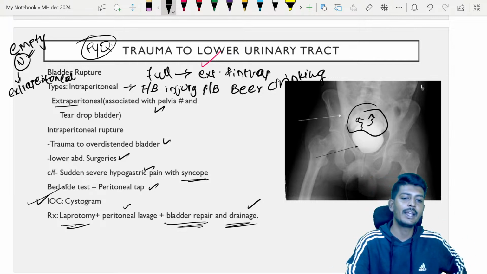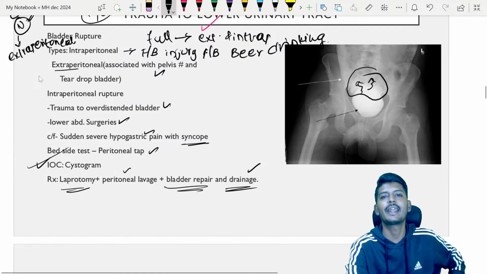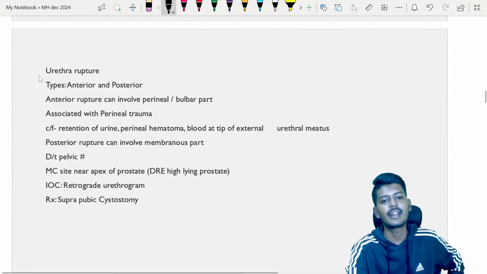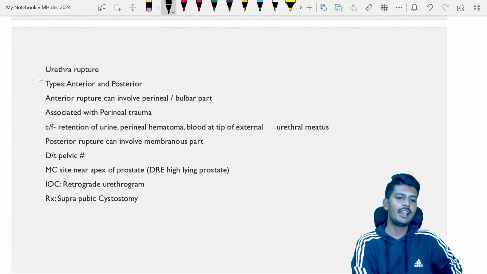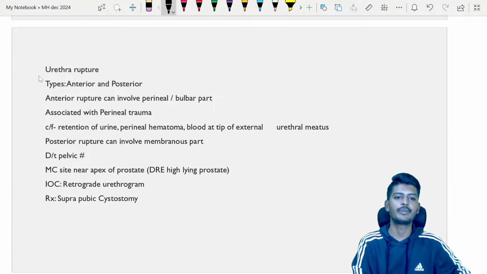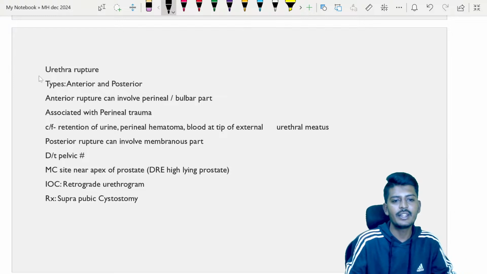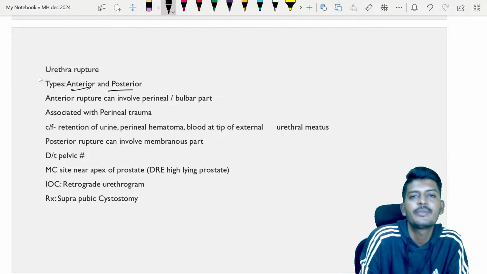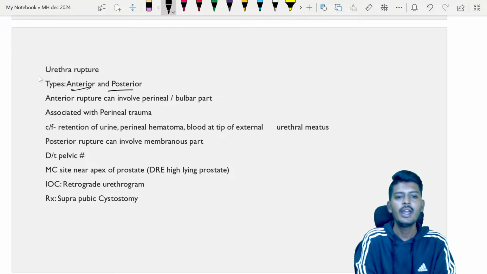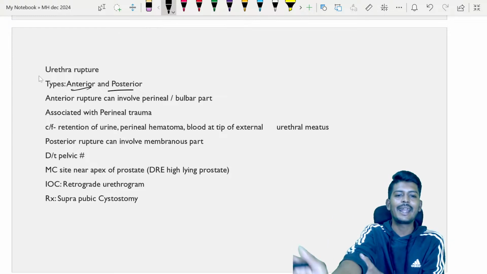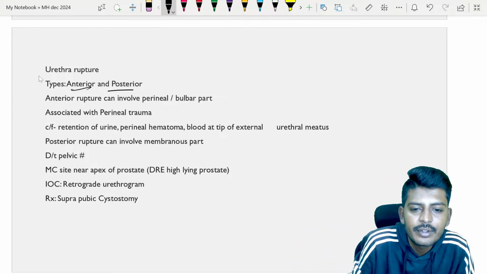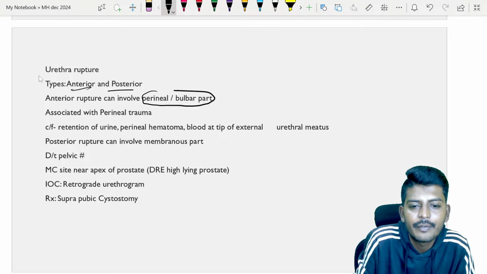So cystogram will be the investigation. There is a teardrop bladder appearance, an appearance called the teardrop appearance. Okay, then let's go to the next one, urethra rupture. So urethra rupture, my dear students, can be of two types: anterior urethra rupture or posterior urethra rupture. Anterior urethral rupture involves the perineal and bulbar part of the urethra.